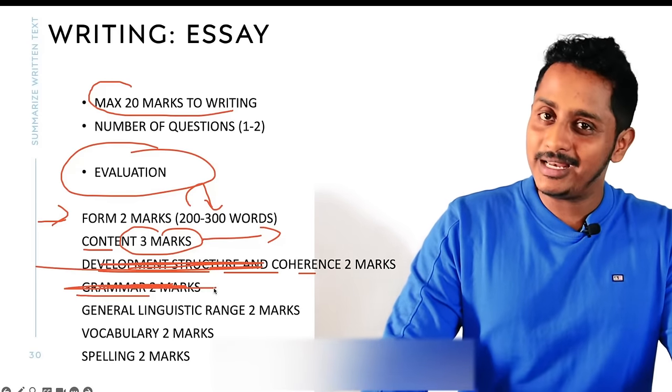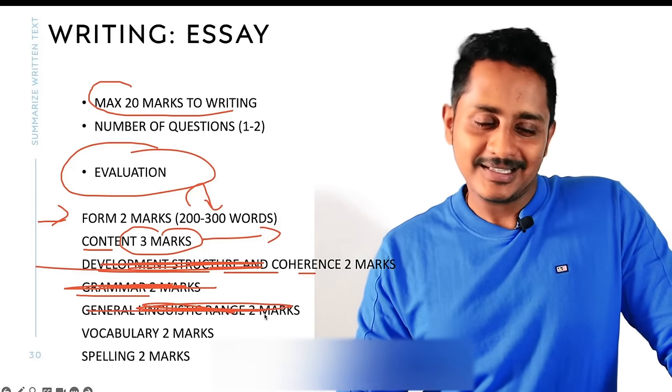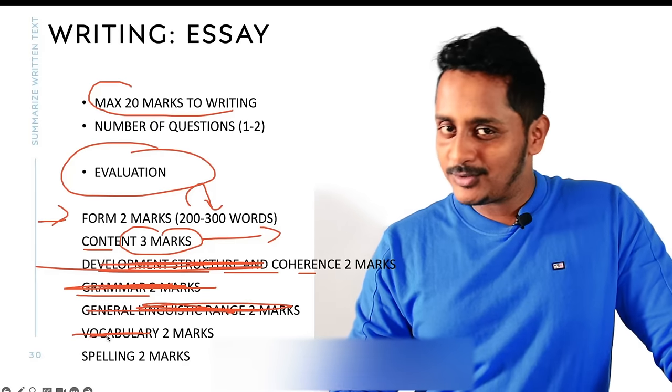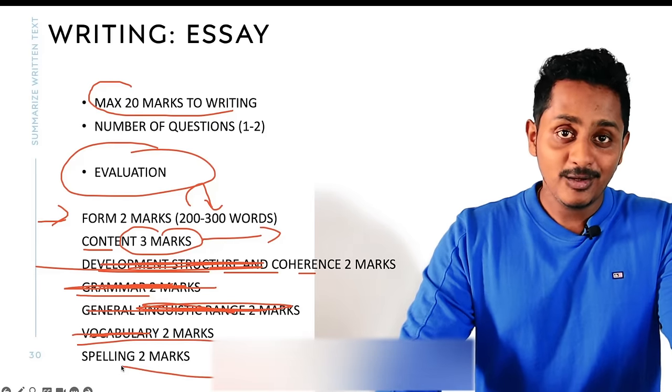Grammar, don't have to worry. I'll give a template that will cover this. General linguistic range, don't have to worry. I'll give a template that will cover this. Vocabulary, Nakul, we understood. Don't have to worry because you're giving a template. Yes, that's correct. Spelling, you have to worry.